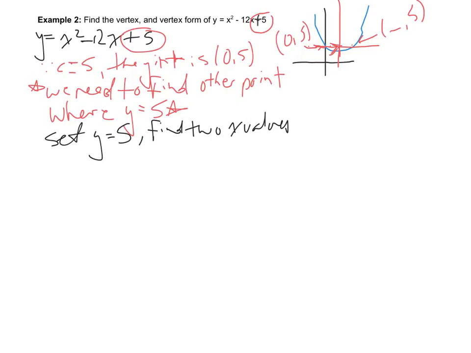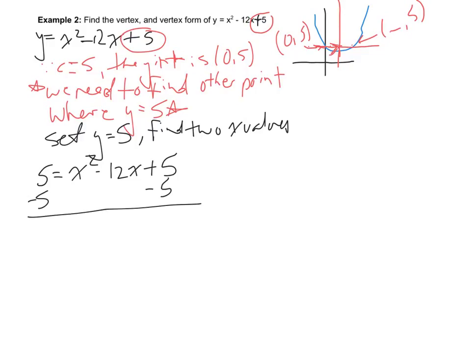So I'm going to take my equation from right here and set my y value to 5. So I'm going to say that 5 equals x squared minus 12x plus 5. I'm going to clean this up by taking care of my two like terms, which are my two 5's, here and here. So I'm going to subtract 5 from this side and subtract 5 from this side. They both cancel out to make 0. So I get 0 equals x squared minus 12x.